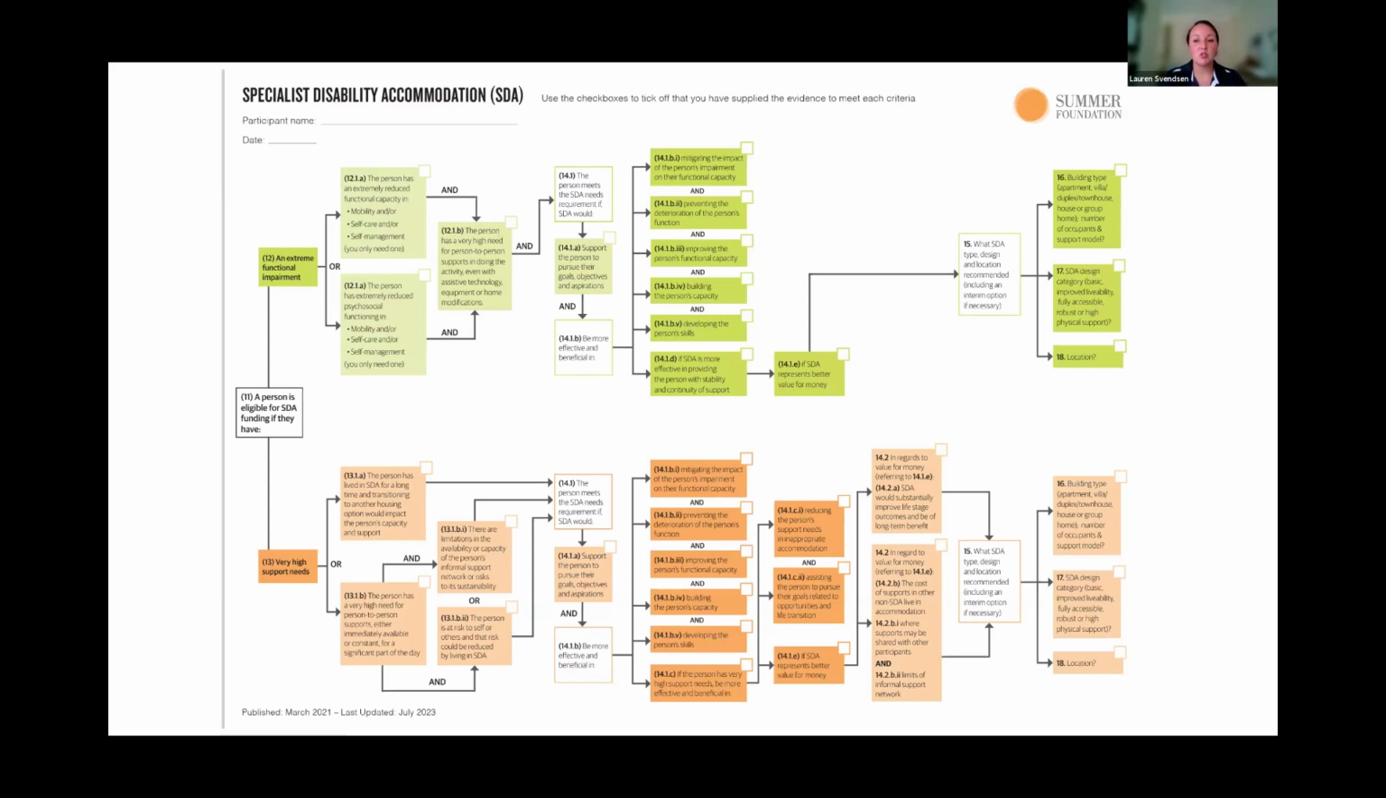So those are the NDIS reasonable and necessary criteria that we have to comment on throughout our reports to show the eligibility of the participant for SDA funding. So they play a significant role in determining whether a person with a disability is eligible for funding for this type of housing.